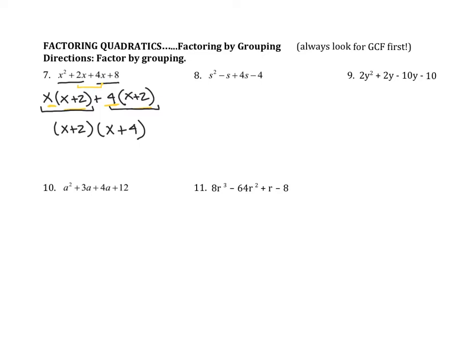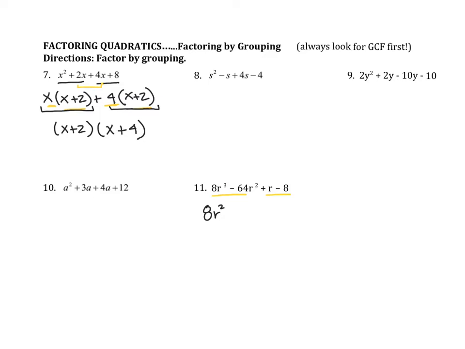So let's look at another problem. Let's take a look at number 11. So again, I'm going to group the first 2 together and the last 2 together. When I look at the first 2, and please notice on this problem, you can't combine anything. This is a 4-term polynomial that you can't combine. So as I'm looking at number 11, I look at the first term and notice that they both have an 8 in common. And they also both have an r squared.